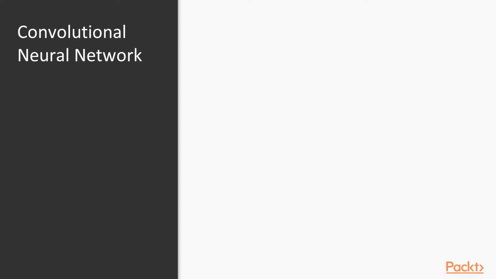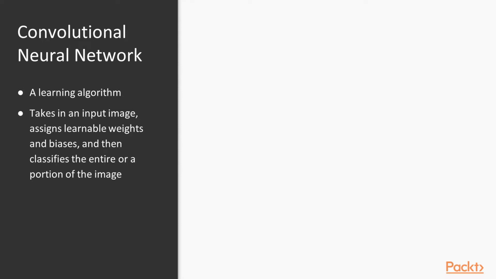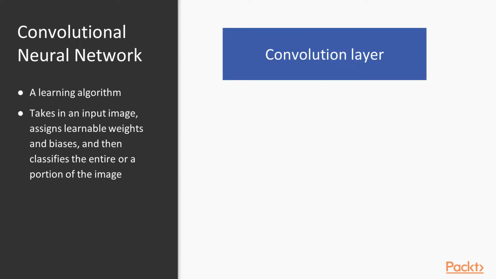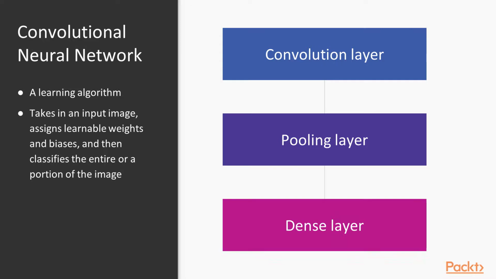In simplest of terms, a convolutional neural network is a learning algorithm which can take in an input image, assign learnable weights and biases to various portions in the image, and then classifies the entire or a portion of the image. The whole convolutional neural network is made up of different layers: convolutional layer, pooling layer, dense layer, and so on. So let's talk about convolutional layer.